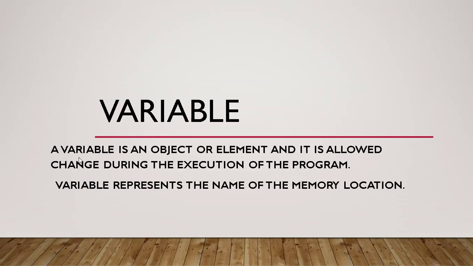Variable. What is a variable? A variable is an object or an element, and it is allowed to change during the execution of the program. So it keeps changing during the execution of the program, then we call it a variable. A variable represents the name of a memory location. It gives a name to a memory location. It can be a, b, c, and it can take any value during the execution of the program. So it is a variable.